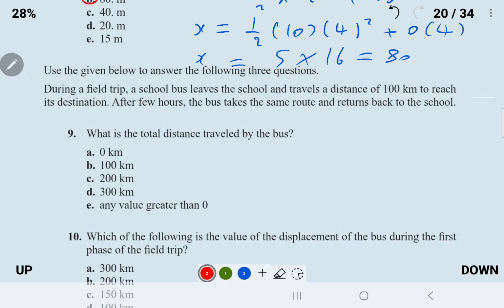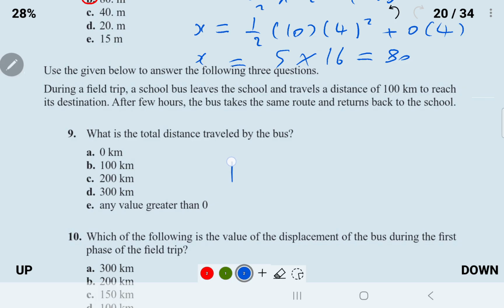Using the given below to answer the following 3 questions. During a field trip, a school bus leaves the school and travels a distance of 100 kilometers to reach its destination. After a few hours, the bus takes the same route and returns back to the school. What is the total distance traveled by the bus?